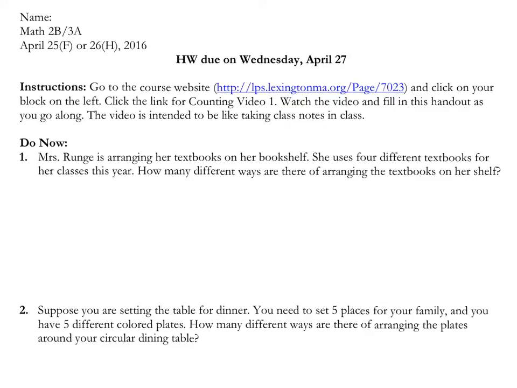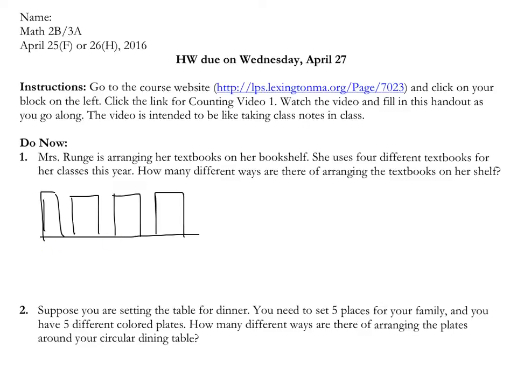So in the first problem it says Mrs. Runge is arranging her textbooks on her bookshelf. She uses 4 different textbooks for her classes this year. How many different ways are there of arranging the textbooks on the shelf? So you can imagine there's a bookshelf and then there's 1, 2, 3, 4 textbooks lined up in a row. And the question is, if there are 4 different textbooks, how many different ways can you organize those textbooks in a row on the shelf?